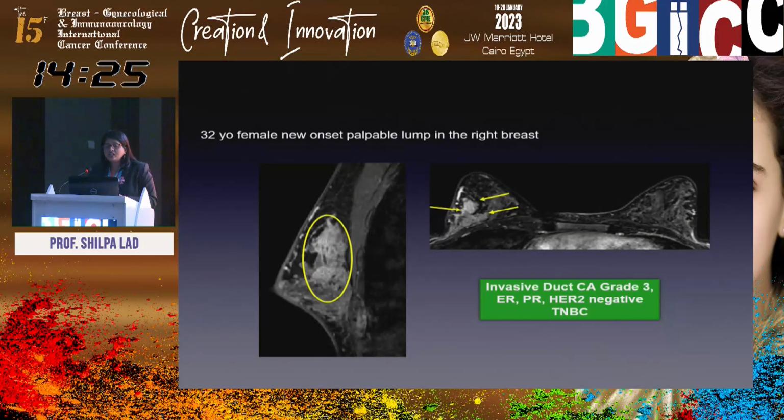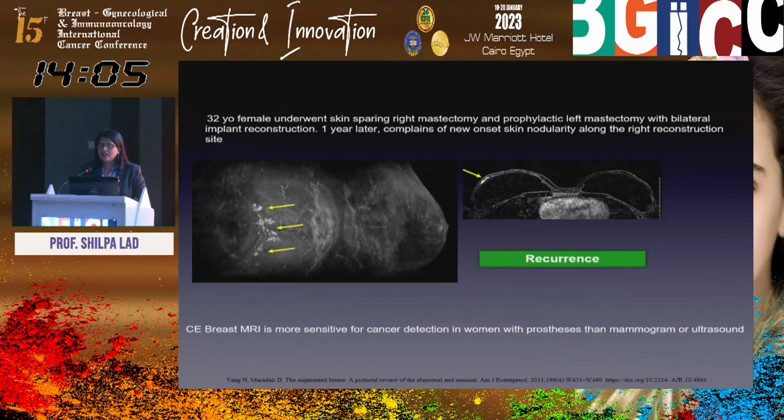Okay? We saw this case yesterday. This is the 32-year-old female with new onset palpable lump in the right breast. This was a biopsy-proven TNBC. On MRI, it corresponded to a multifocal breast cancer. Okay? She opted for a right mastectomy for treatment and left prophylactic mastectomy. And within a year, she came with palpable nodularity, which corresponded to this recurrence, okay, seen as linear non-mass enhancement.